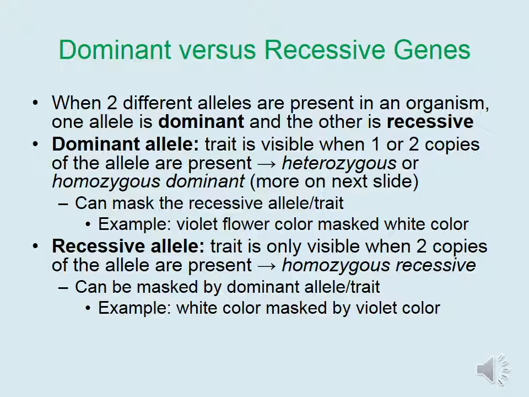The example of flower color is that the violet flower color in the F1 generation of plants masked the white flower color. A recessive allele corresponds with a trait that's only visible when 2 copies of the allele are present. Therefore, the individual must be homozygous recessive for this allele. A recessive allele or trait can be masked by the dominant allele or trait. In this case, the white flower color in the F1 generation of plants was masked by the violet color.